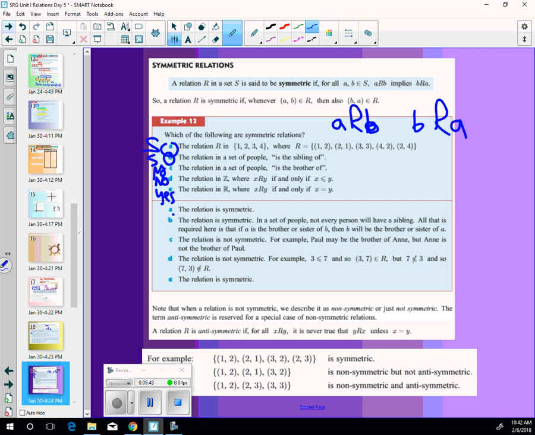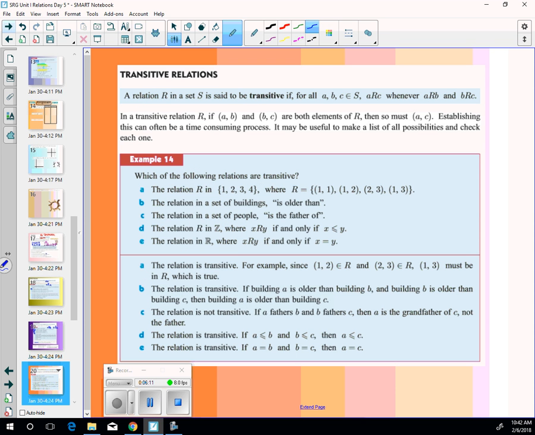Okay, so symmetric and anti-symmetric. We describe it as non-symmetric or not symmetric. The term anti-symmetric is reserved for a special case, so don't use that. Sounds like a bad word too. Use non-symmetric. Okay, and then last one, transitive, and that's the one you're familiar with.